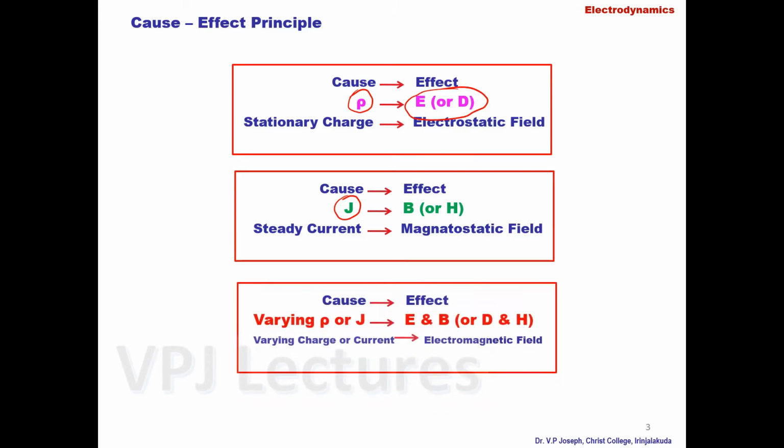In a similar argument, electrodynamics or electromagnetism also can be represented as a cause-effect principle. In this situation, the cause is a time-varying source, both ρ and J, changing with respect to time. And the effect is both electric and magnetic field simultaneously coming into the picture. That is, in the case of free space, we have E and B, and in the case of a material medium, we have D and H.